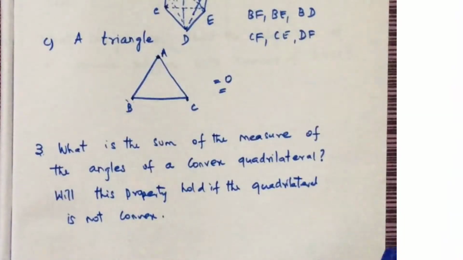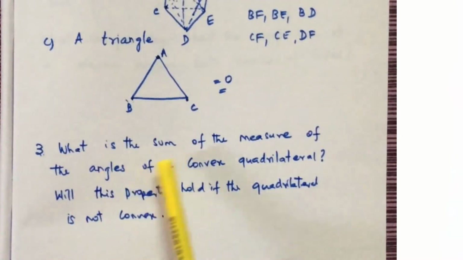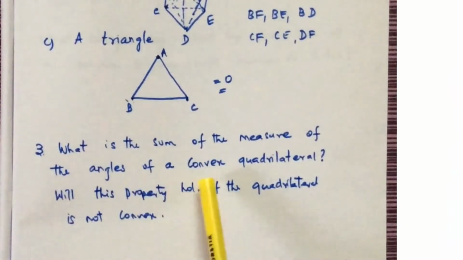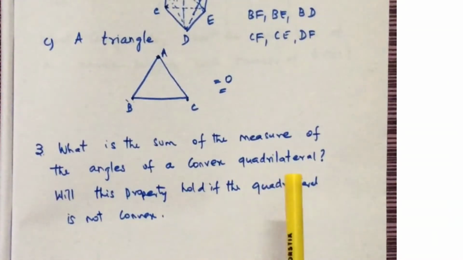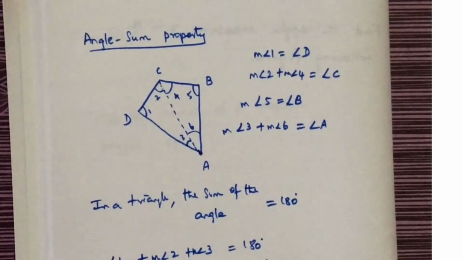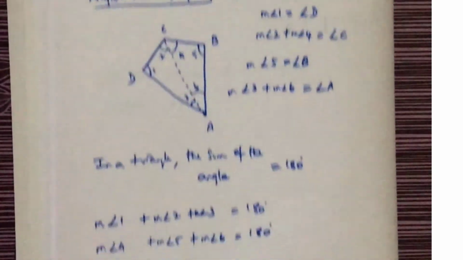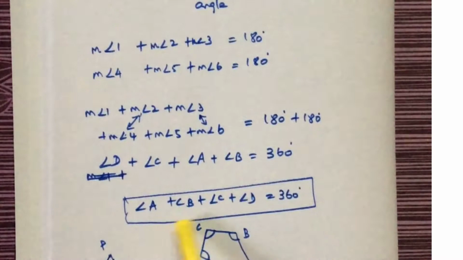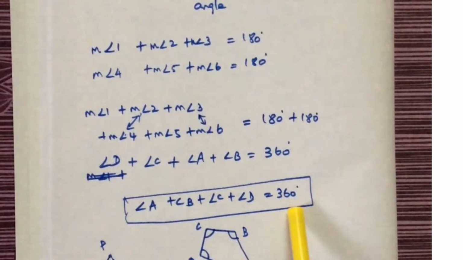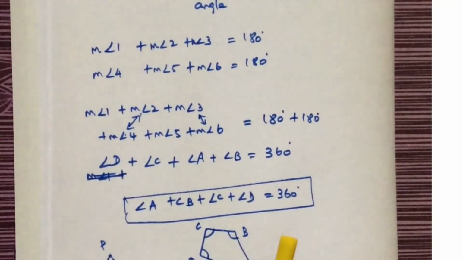Next problem is, what is the sum of the measure of the angles of a convex quadrilateral? Will this property hold if the quadrilateral is not convex? Just now we have seen this. I will show that page. The first question is, what is the sum of the measure of the angles of a convex quadrilateral? Okay. So this is the angle sum property of a convex quadrilateral. We know that this is a convex quadrilateral. Here you can see the sum of the angles in a convex quadrilateral is 360 degrees. You can write this proof for this.